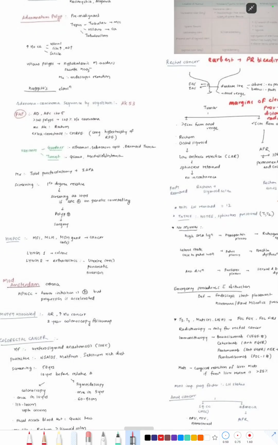Screening: if a first degree relative is a case of colorectal carcinoma, then first genetic testing should be done for the APC gene. If it is present, then the screening should be done every 10 years with the help of colonoscopy.